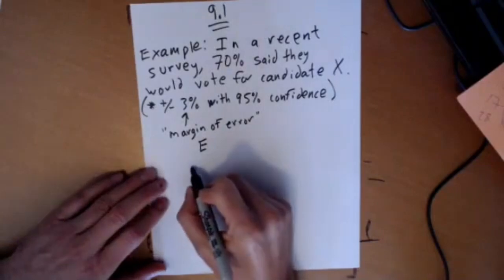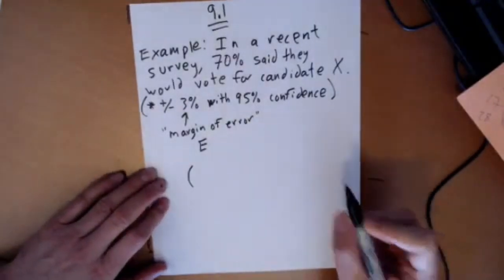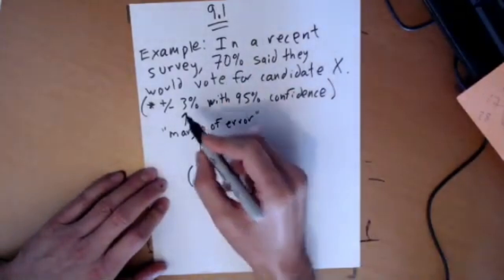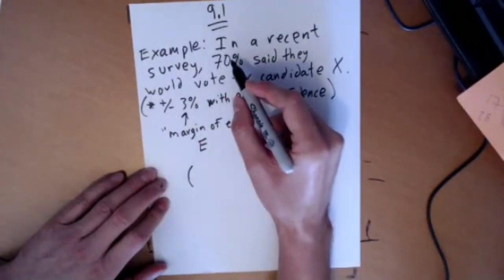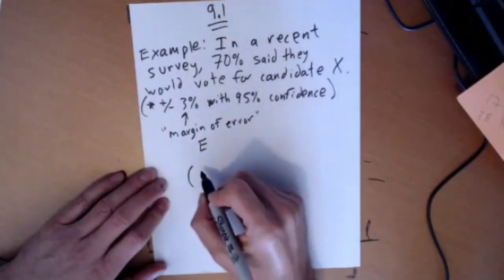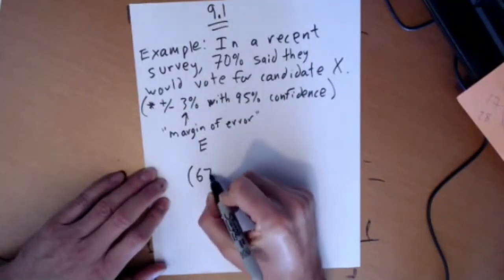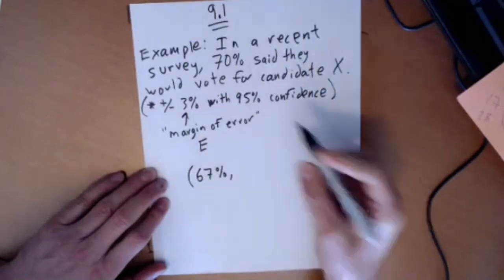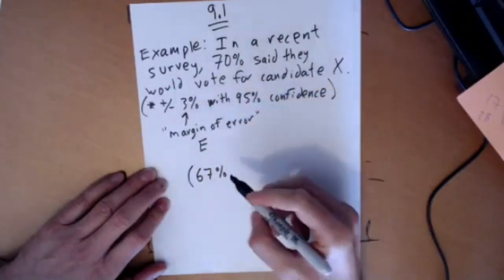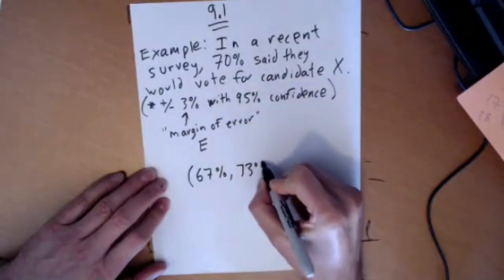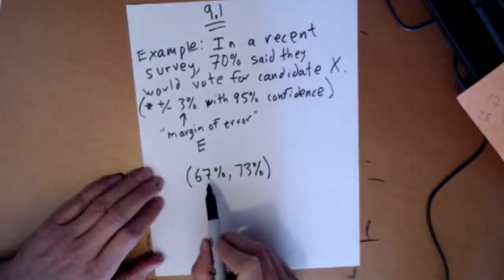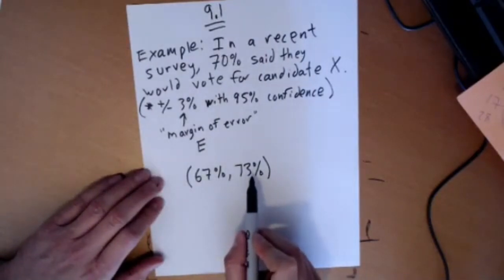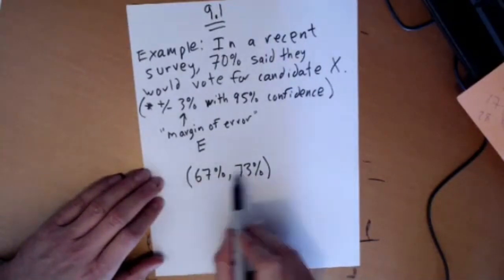So we could write a confidence interval. So we could say, plus or minus 3%. So 70% is our point estimate. So 3% below, if I subtract 3%, that's 67%. And then if I go 70% plus 3%, that's 73%. So my confidence interval is, I think the percentage of people that are going to vote for my candidate is between 67% and 73%. So this is my confidence interval.